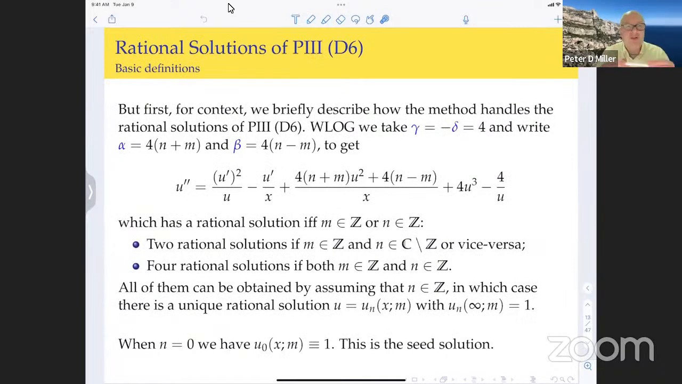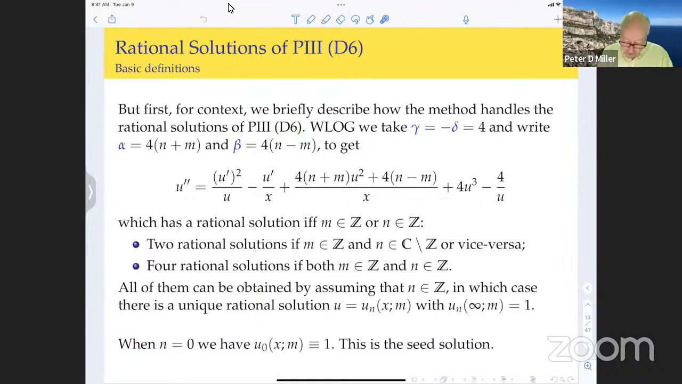So yeah, so that's what I would like to describe. But maybe before I get into that, what I could do is describe for you how this method that we described in some generality at the beginning handles just the rational solutions of the D6 version, the non-degenerate version of the Painlevé-III equation.